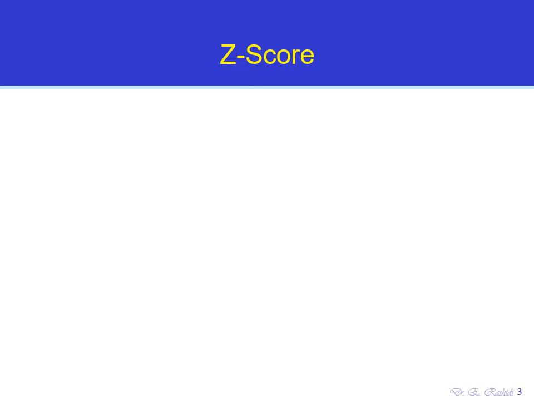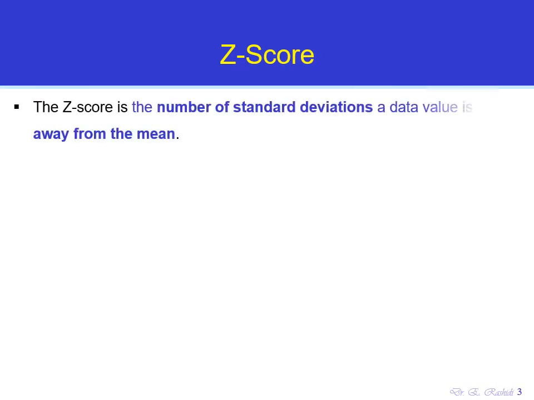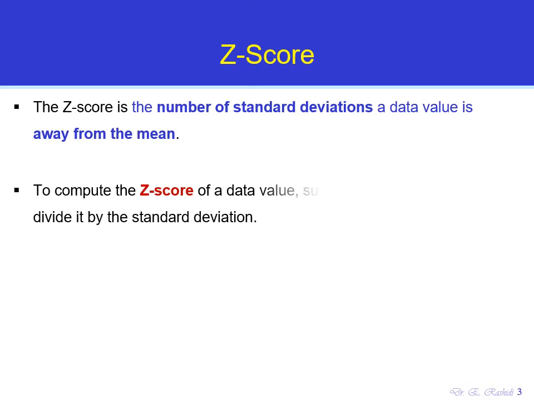Z-score. The Z-score is the number of standard deviations a data value is away from the mean. So the Z-score of a value represents the distance or the deviation of that value from the mean in terms of a standard deviation. How many standard deviations a data point is away from the mean. To compute the Z-score of a data point, subtract the mean and divide the result by the standard deviation.